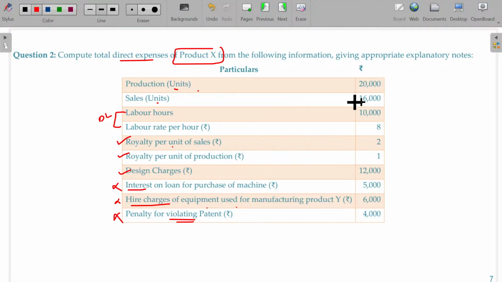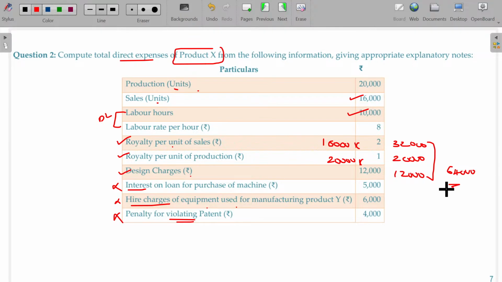So the number of units sold here being 16,000. Royalty on sale being 16,000 into 2, 32,000, and royalty on production 10,000, 20,000, right? So 20,000 into 1, 20,000 will be the royalty on production, and design charges being 12,000 rupees. These three put together will be called direct expenses. Yeah, 64,000 will be the value.